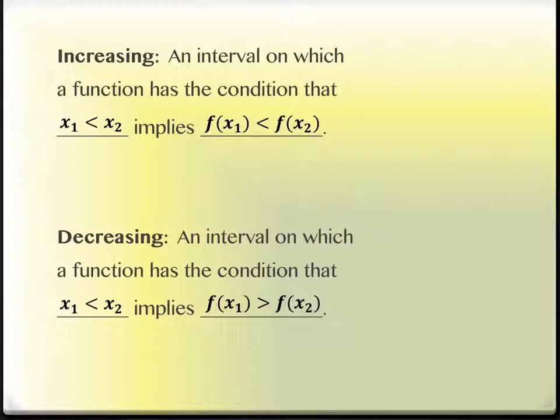So if x1 comes before x2 on the x-axis, and it's increasing, then it means that f of x1 is less than f of x2. And likewise, if it's the other way around, that f of x1 is greater than f of x2, then that means it's decreasing. And I'd like to draw a sketch of what that looks like so that you can see that it's exactly what you know it to be, it's just formalized.